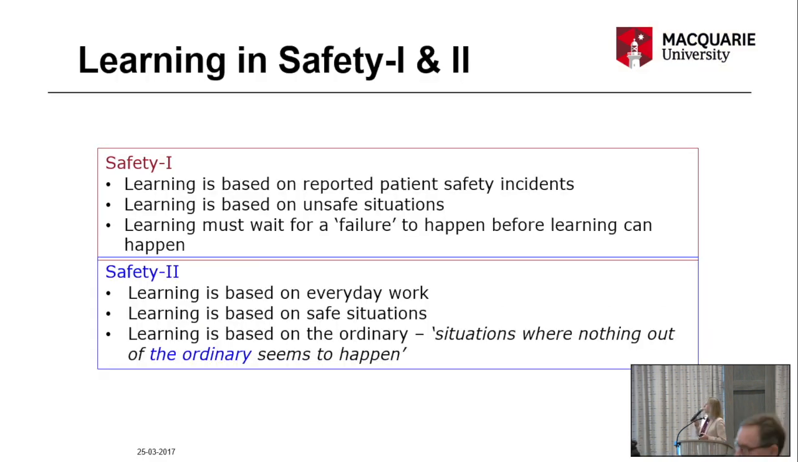So when we talk about safety 1 and safety 2, we have a different way of approaching it and a different way of learning. So the safety 1 way of learning is learning from these things that go wrong. So we're looking at safety incidents, we're looking at unsafe situations, and you've got to wait till something goes wrong before you can learn from it. So you're waiting for the accident before the learning can start. Whereas safety 2, we're learning based on everyday work. So we can learn every day, we can learn proactively. We don't have to wait for something to go wrong before we can start to learn.